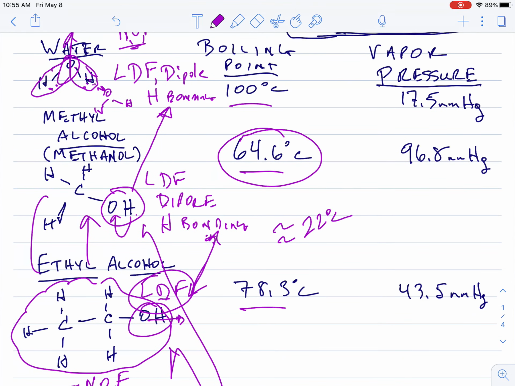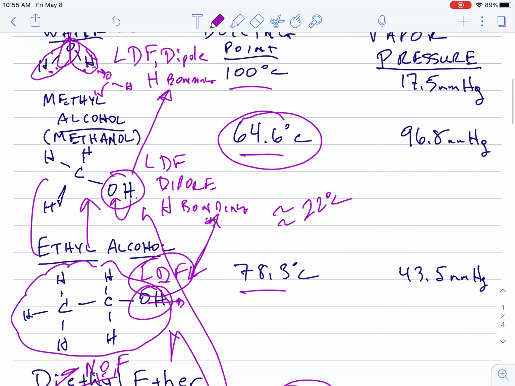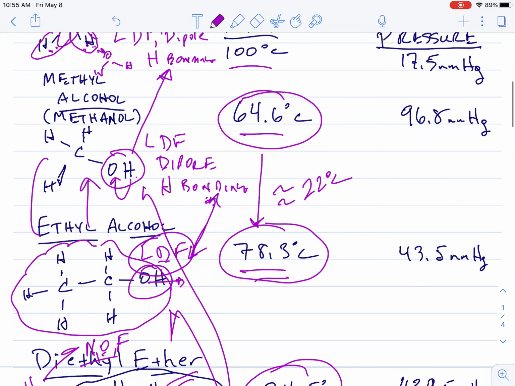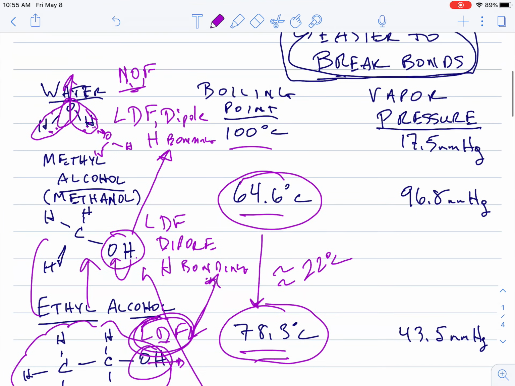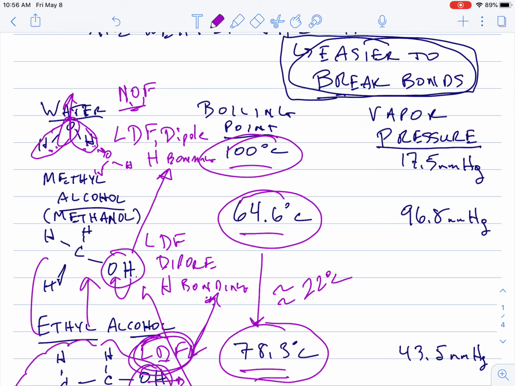Now, what's going to boil next is going to be the methyl alcohol. Just like water, it has London dispersion forces, dipole, and hydrogen bonding, but it has the smallest electron cloud relative to ethyl alcohol. So this is why ethyl alcohol is going to have a slightly higher boiling point, because it's going to have a slightly larger London dispersion force because of its slightly larger electron cloud. Now you get into water.